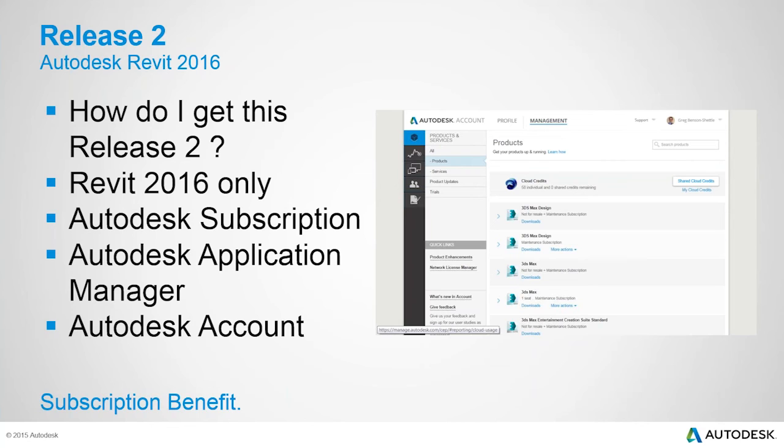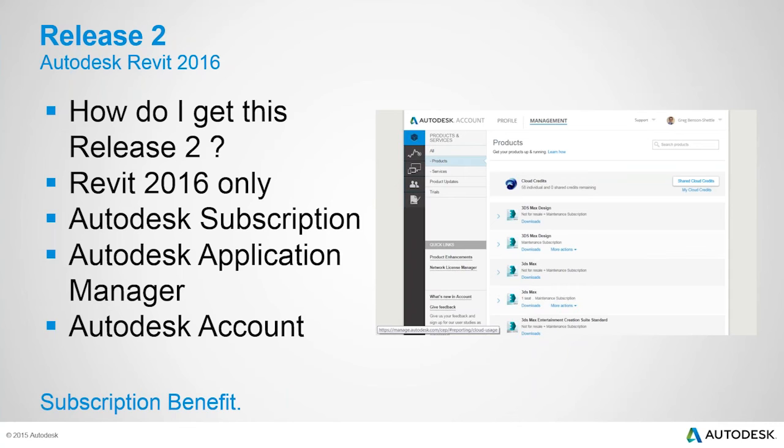Log into your account, go to the management, and on the products services panel, select products. Once you've selected products right here, you should get a list of all of the products that you have installed or purchased and that you've got currently available.